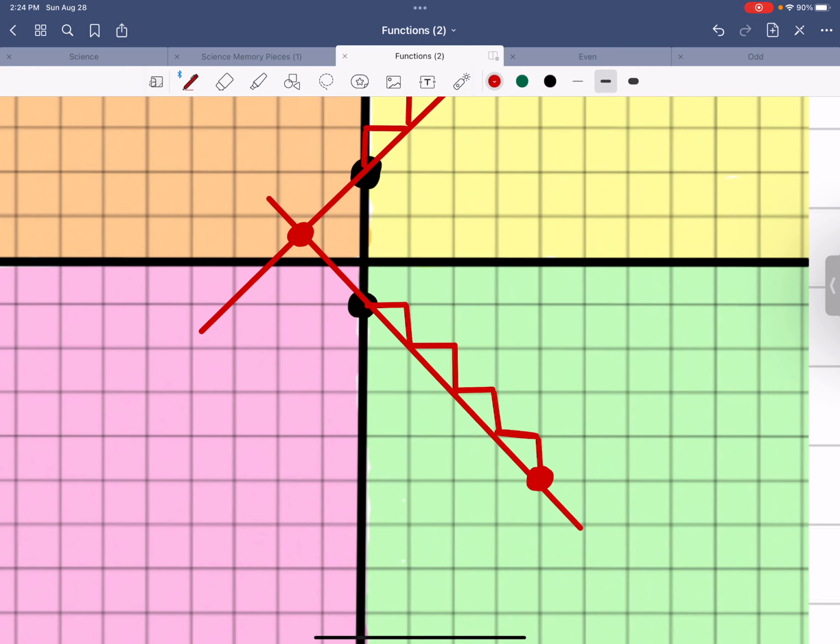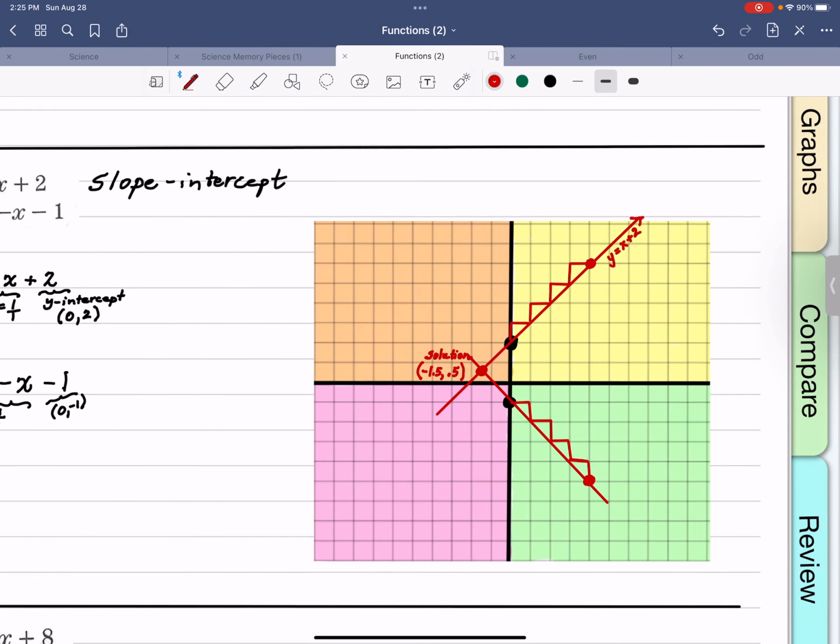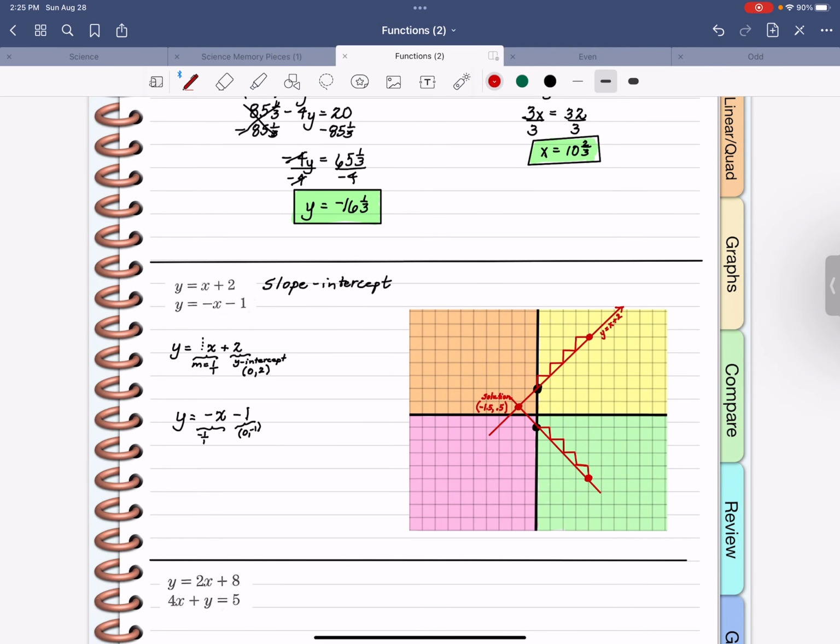And this looks like about, oh goodness, this is a mess. Back 1.5 and up 0.5. So that would be the solution. Wherever the two intersect is where your solution lies. This is an independent system because there is one solution.